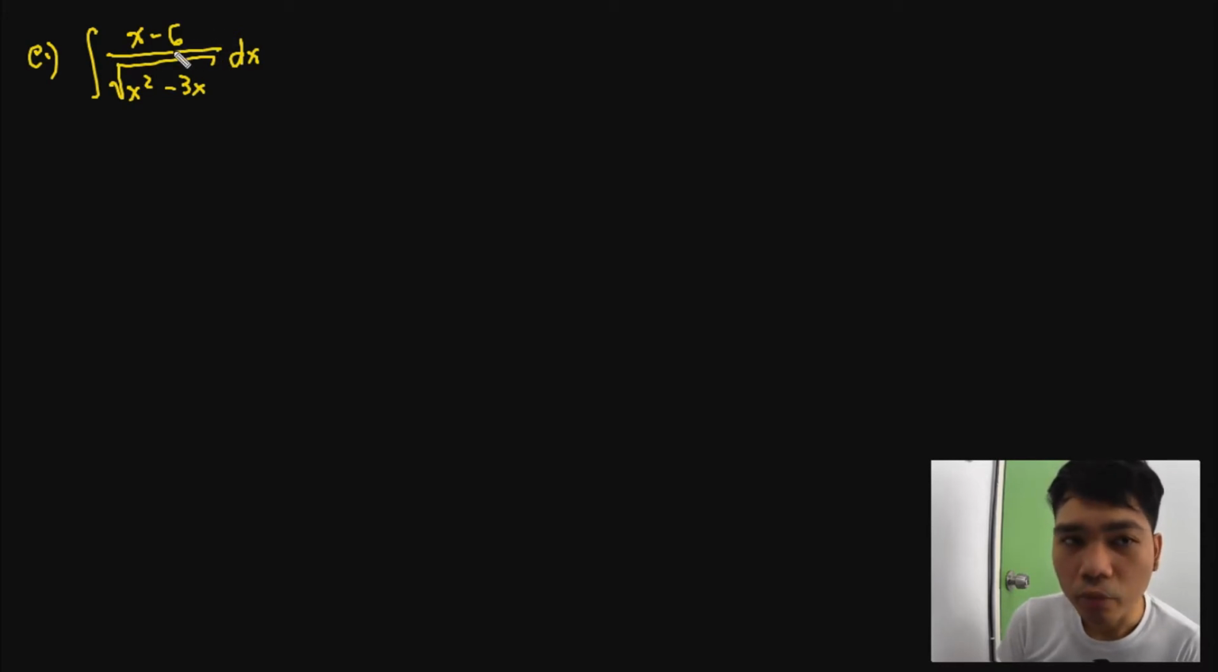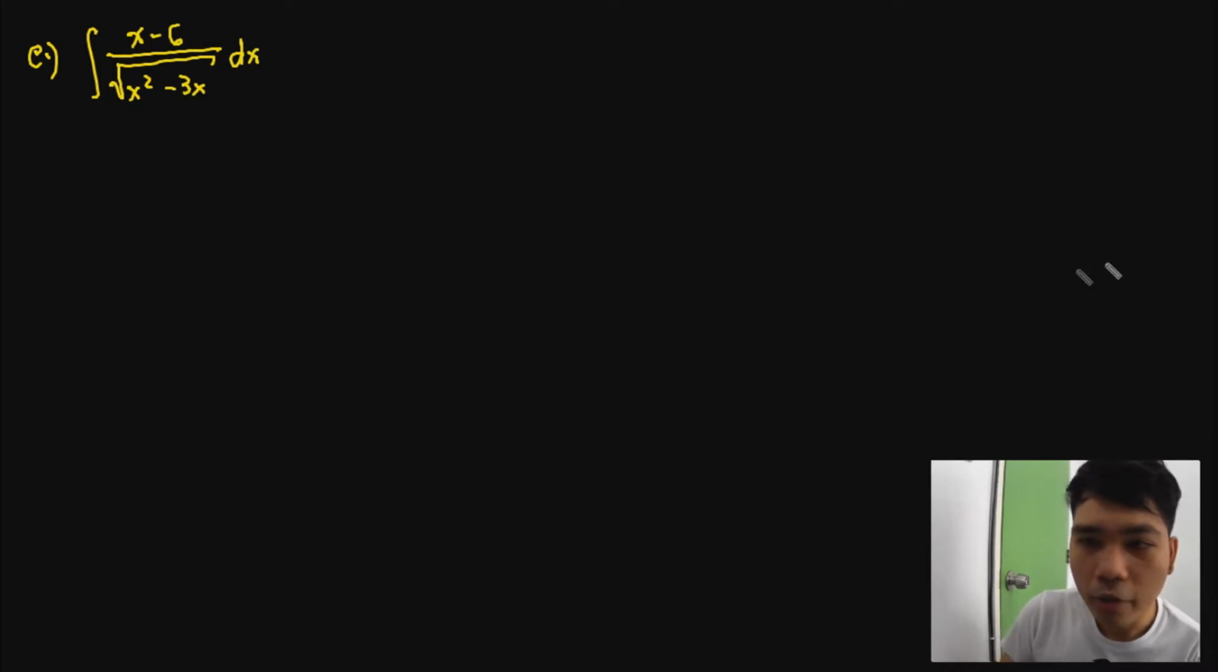Pero what I'll do before I represent this in terms of u is that mag-redefine muna ako. So, bakit kaya ganun yung gagawin ko? So, malalaman nyo later. Ang gagawin ko ngayon is I'll make the numerator the exact derivative of the denominator. So, alam naman natin na yung ating denominator, the derivative of the denominator would be 2x minus 3. And then, this form is not 2x minus 3, pero pwede natin siya ma-redefine in terms of that.